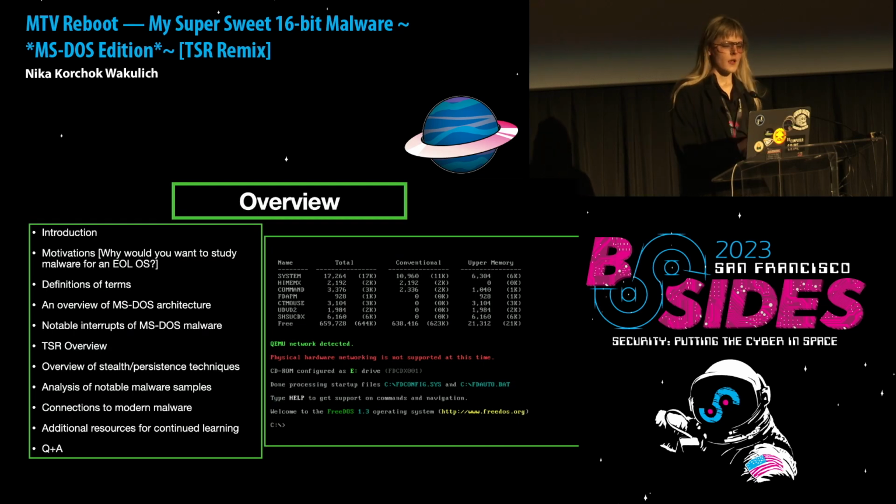Okay. So a quick overview of how the presentation is going to be structured. We have our introduction, which we already covered, so we're doing great. And we're going to go over motivations, which was essentially my reasons for starting this project and why you would want to study MS-DOS era malware. Definitions, we're going to go over architecture, notable interrupts. Of course, we're going to talk about TSRs. We're going to talk about stealth and persistence techniques and looking at some notable malware samples and connections to modern malware.